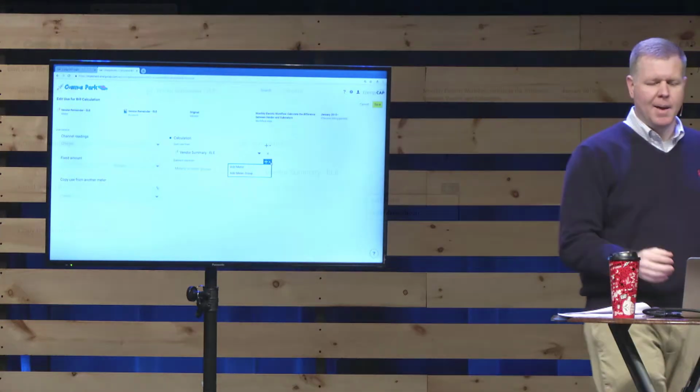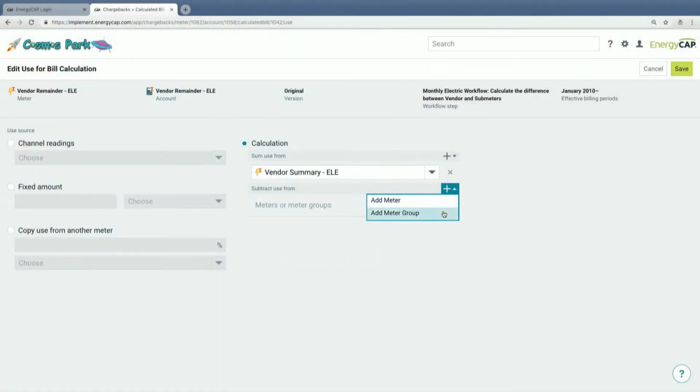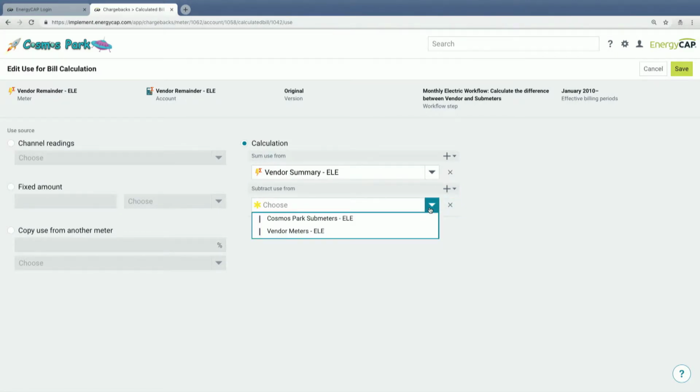Instead, I'm going to use a meter group. I already created a meter group for my submeters called Cosmos Park Submeters. You can tell I'm not very inventive with my names, right? So this meter group contains all 3 of those submeters. Again, I can mix and match here. I can have a meter up here and meter groups at the bottom. I just can't put meters and meter groups into the subtract or meters and meter groups into the add. It's one or the other.